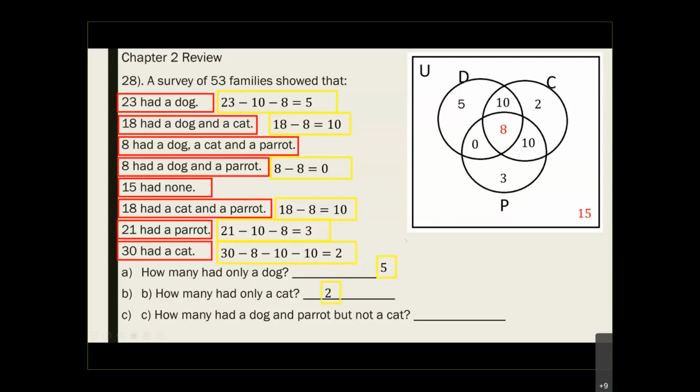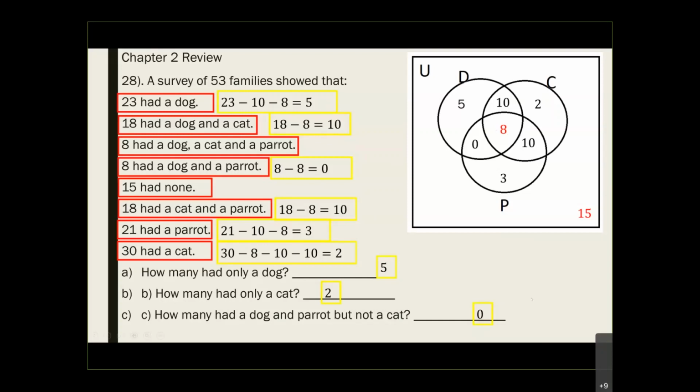And how many have dog and parrot, but not cat, right? In this case, dog, parrot, not cat, that's 0, right? No families have dog and parrot by themselves. Like I mentioned, whoever has dog and parrot has a cat along with it, right?